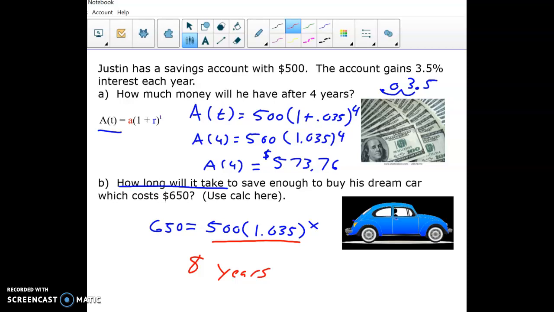All right, this is just a couple more questions, section 7.1. Using this little A of t formula, we just did one where we plugged in the exponent, found the amount, and then we worked backwards to figure out what exponent would give us the amount that we want, in this case, 650. I want to do at least a little bit more with this, make sure we're okay.